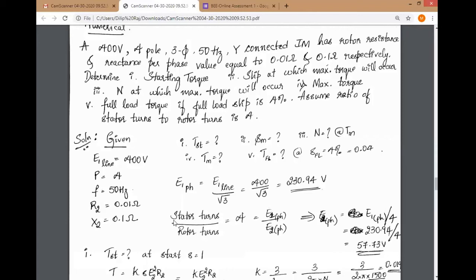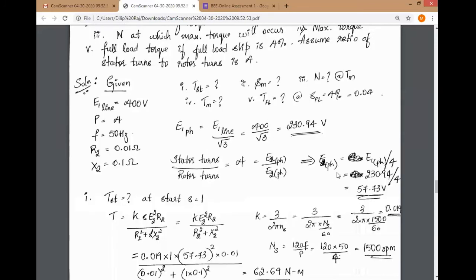So if I take the ratio E1 phase to E2 phase, that is the voltage corresponding to stator to that of the voltage corresponding to rotor, I should get the same value, that is 4. E1 is already known here, E2 is unknown. So E2 can be calculated as E1 by 4. So the E2 phase, that is the rotor induced EMF per phase, is 57.73 volts. With this, the first one is the starting torque to be determined.